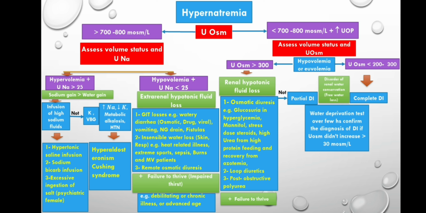For example, if a patient has severe polyuria, more than 3 liters per 24 hours, and you check urine osmolarity and find it 150, you are suspecting complete DI. Confirm this by a water deprivation test for a few hours. If the urine osmolarity is not increased by more than 30, if it was 150 and became 160 only, this confirms complete DI.